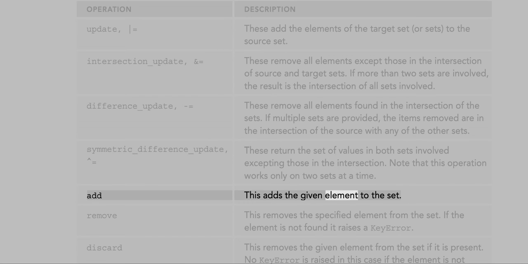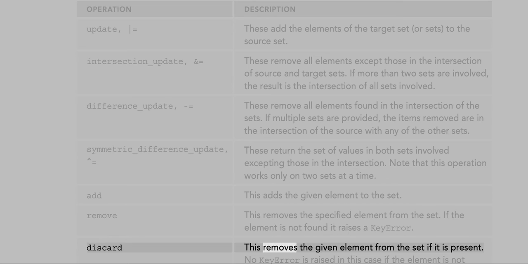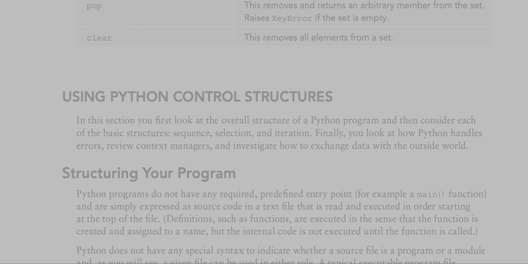Add: this adds the given element to the set. Remove: this removes the specified element from the set. If the element is not found, it raises a KeyError. Discard: this removes the given element from the set if it is present. No KeyError is raised in this case if the element is not found. Pop: this removes and returns an arbitrary member from the set. Raises KeyError if the set is empty. Clear: this removes all elements from a set.